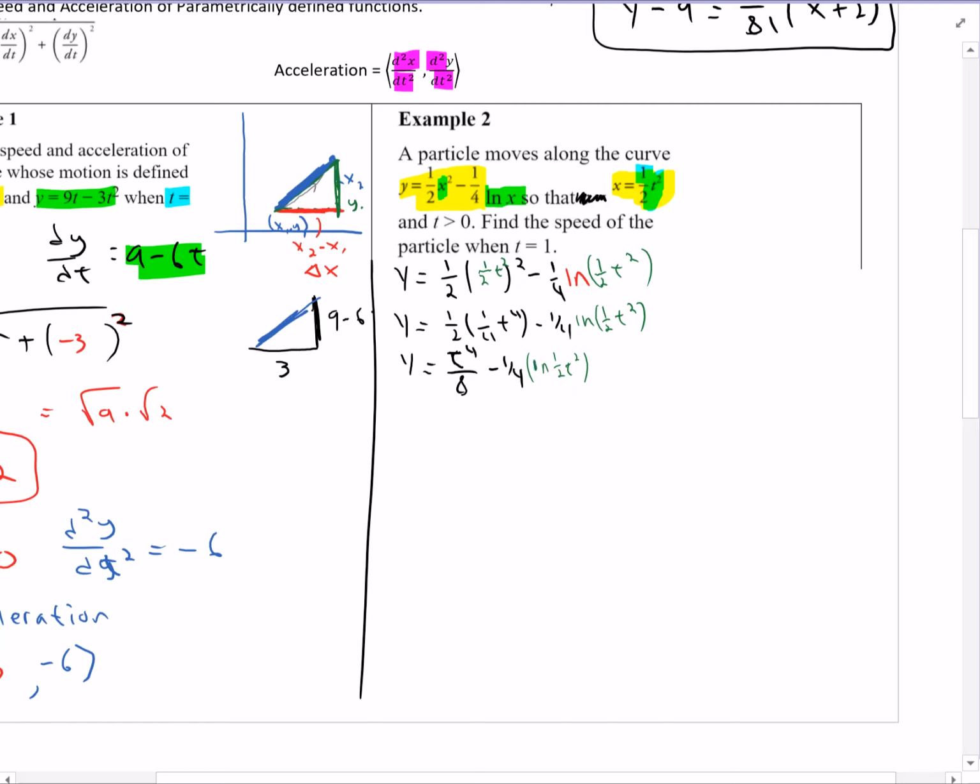So let's go back to this. And we need to take the derivative of this to find dy/dt, right? Because that's what we're interested in. So this is going to become 4/8, which is 1/2 t to the 3rd, minus the derivative of natural log, which is u prime over u. So that's going to be the derivative of 1/2 t squared, which is t, divided by 1/2 t squared, which we can clean up, and it's going to be like this. And dx/dt is just the derivative of 1/2 t squared, which is just t, right?